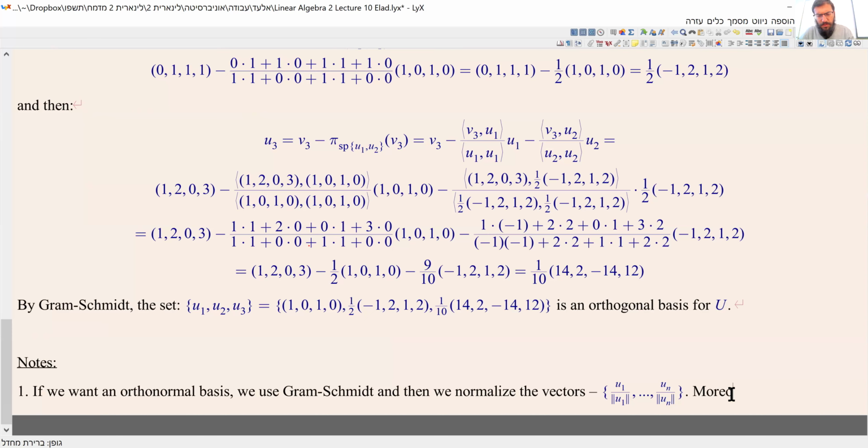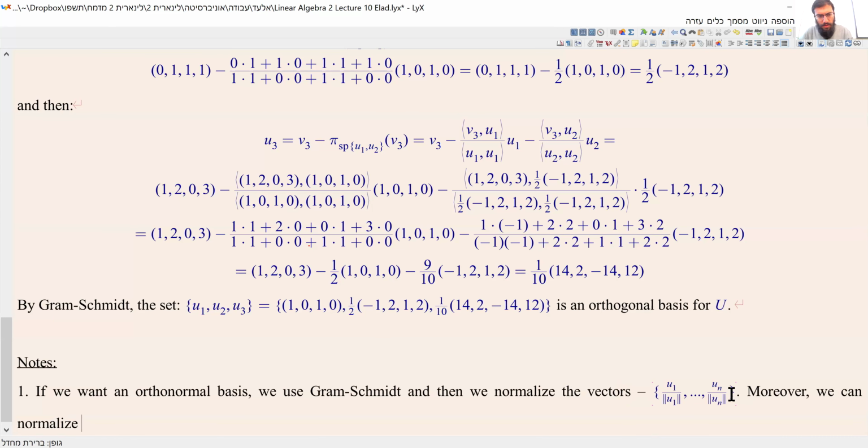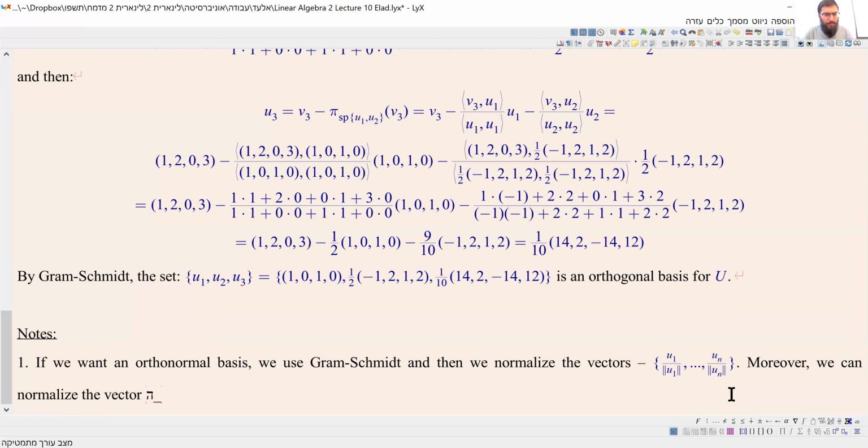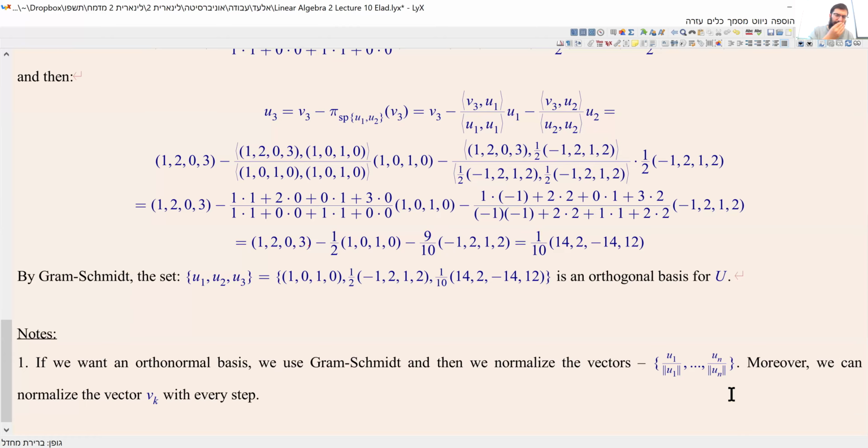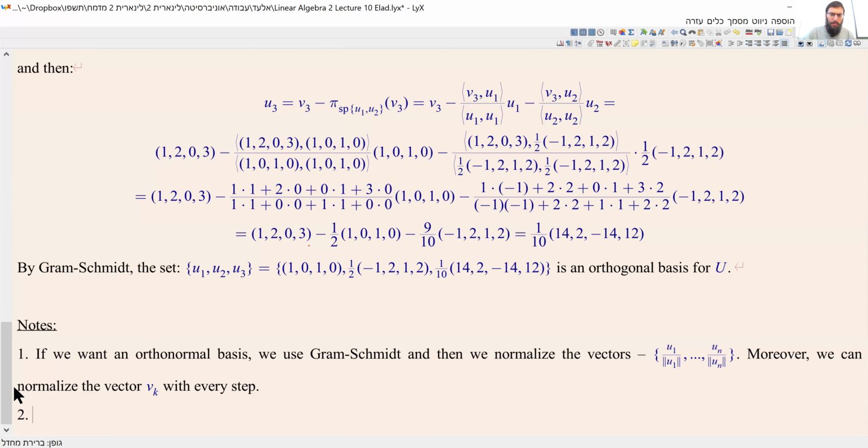Let's write down explicitly. Moreover, we can normalize the vectors vk with every step, or in every step in the algorithm, whatever. Okay, this is the one thing I wanted to note when we talk about orthonormal. The difference between orthogonal and orthonormal, the gap between them, is easier to close.